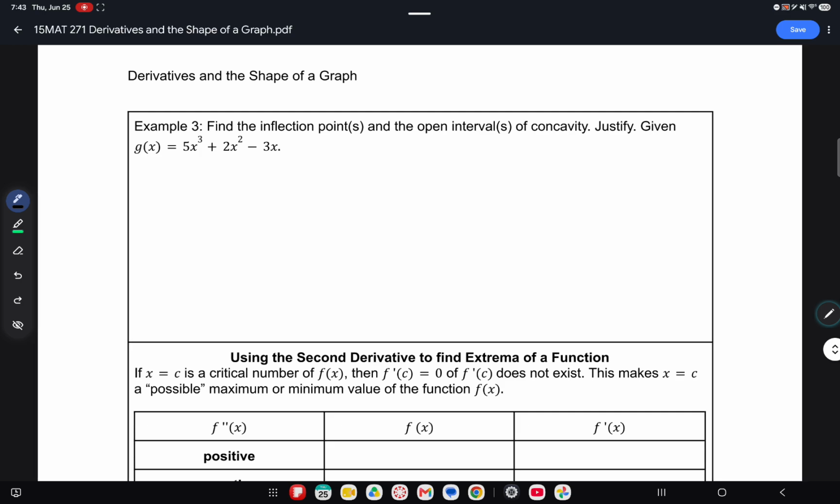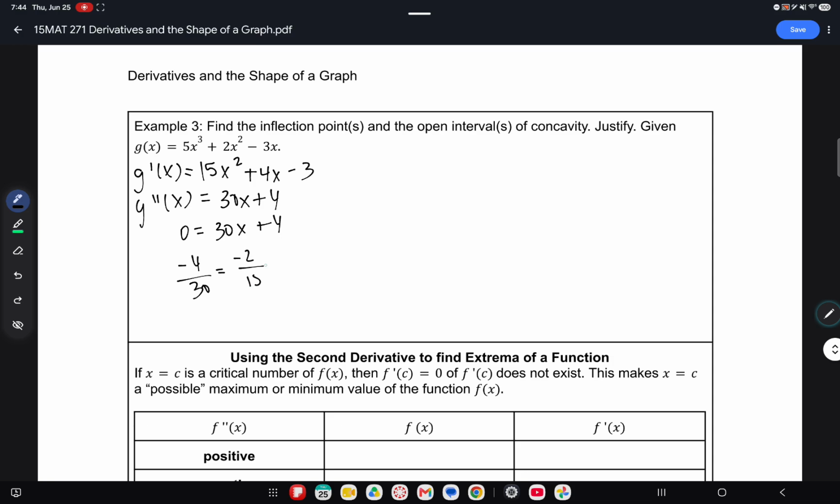Find inflection points and the intervals of concavity. All right, I'm giving you easy functions here. So 15x squared plus 4x minus 3. And then a second derivative, 30x plus 4. So if I set that equal to 0, you had to subtract 4, divide by 30, and reduce that fraction. So negative 2/15.